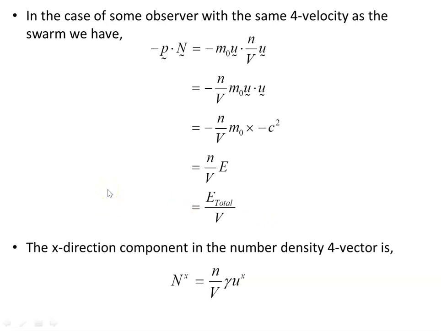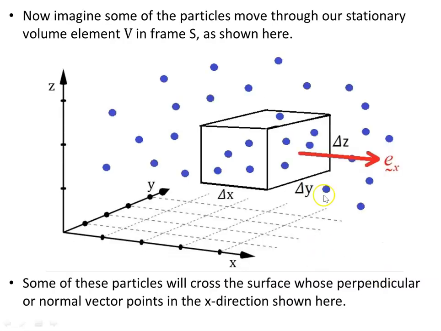Now coming back to our number density 4-vector, the x direction component in the number density 4-vector is N^x is n over V gamma u_x. So that's the density moving in the direction of the x-axis. All right. Now imagine some of the particles move through our stationary volume V in frame S. So the box now is in frame S, and the swarm is in frame S prime, and the axes are not shown here, but it's moving through in the direction of the x-axis here, and the swarm is moving through this stationary box here. So this box represents a volume element, and some of the particles are moving through.